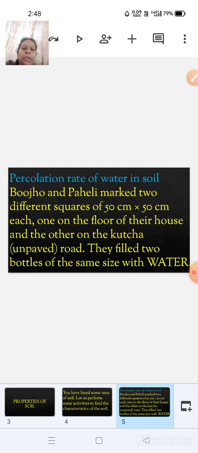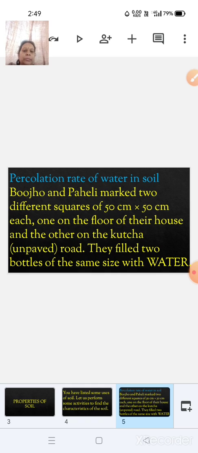So, what is percolation? Percolation is the passing of the liquid or the gas through a porous material. The rate at which water percolates through a particular kind of soil depends on the texture of the soil. The percolation rate is different in different kinds of soil.